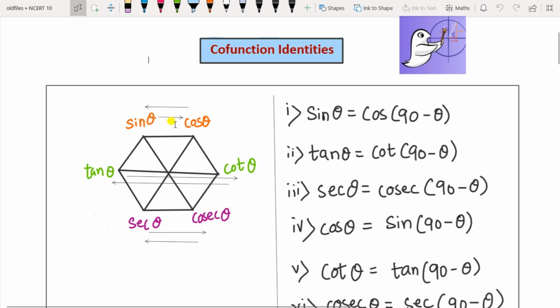Similarly here, sine and cos are complementary to each other, tan and cot are complementary to each other, and sec and cosec are complementary to each other, and vice versa. So if you want to find the value of sine theta, it will be cos of 90 minus theta, and if you want cos of theta, it will be sine of 90 minus theta, and same for tan and sec. So these are your 6 formulas for theta, called the co-function identities.